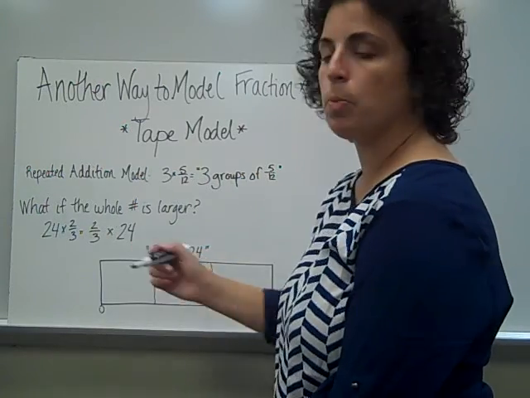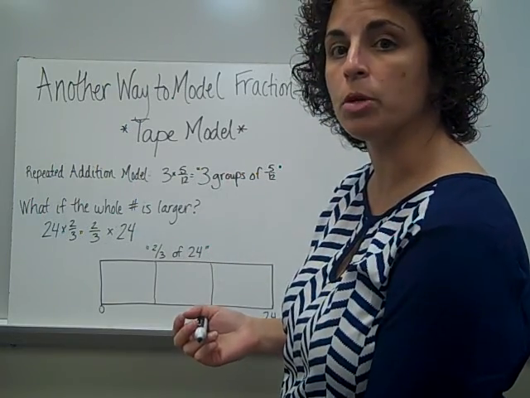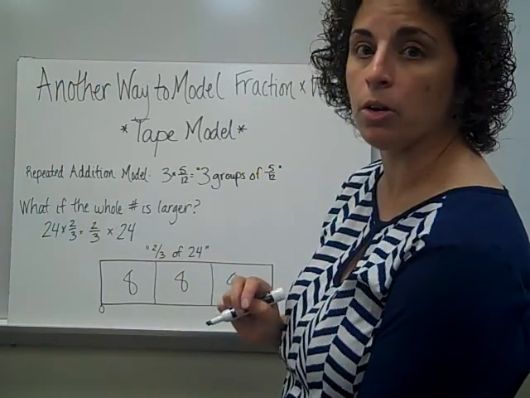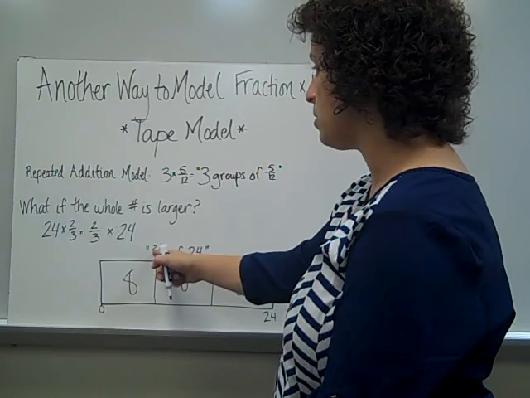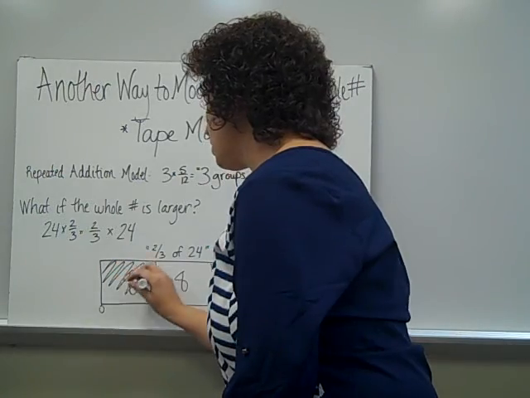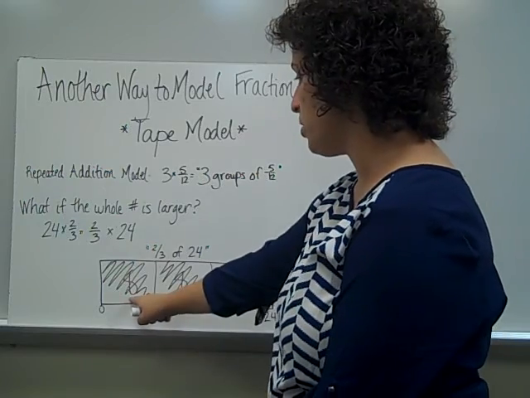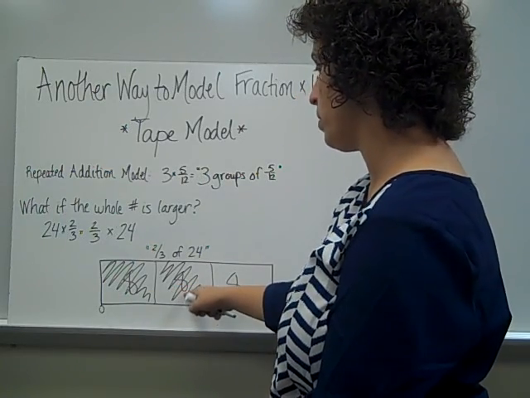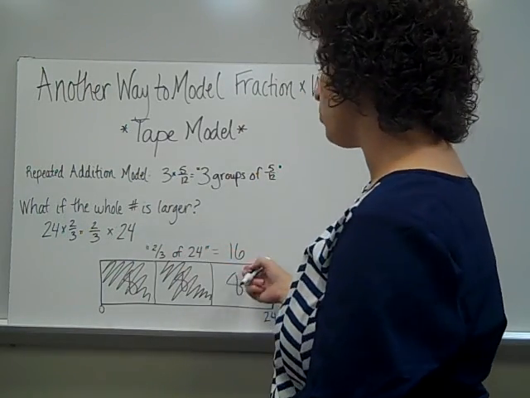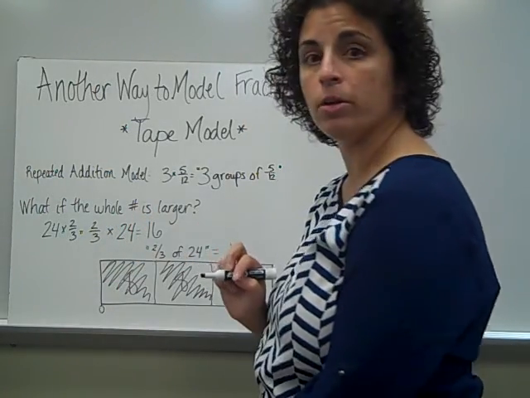Well, how much is each part worth? I'm going to think about some division here. I had something that's worth 24. I've divided it into 3 parts. 24 divided by 3 is 8. So every piece of this model is worth 8. Well, how many pieces do we get? 2 pieces because the fraction was 2/3. So I'm going to shade, still wanting to be able to read my number down there, 2/3. Well, if this 1/3 is worth 8 and this 1/3 is worth 8, 8 and 8 would be 16. So 2/3 of 24 is 16, which means 2/3 times 24 is also 16.